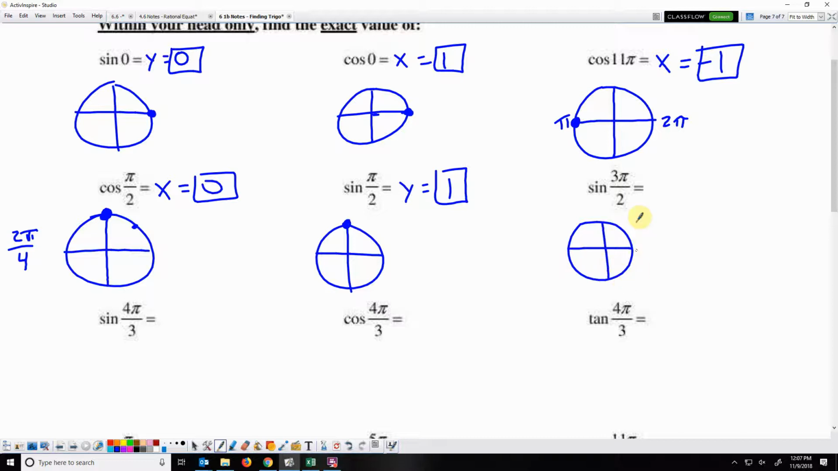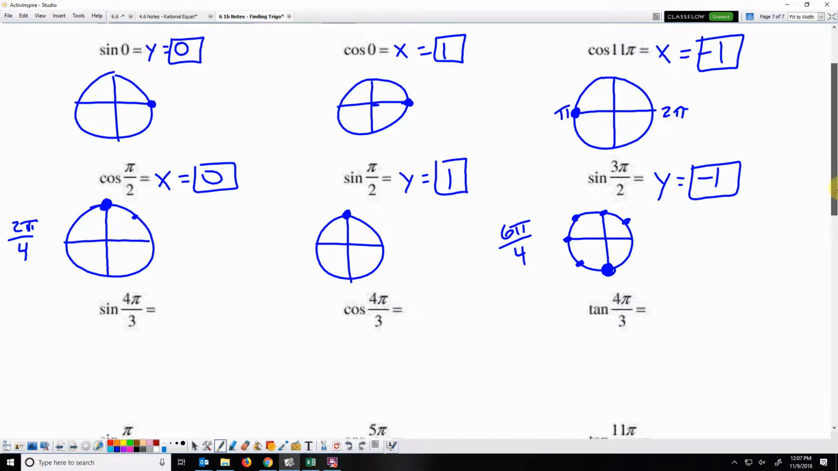3 pi over 2. We can think of that in terms of fourths. That is 6 pi over 4. 1/4, 2/4, 3/4, 4/4, 5/4, 6/4, and this is our spot. Sine is the y value. It is 1 unit down. -1 is the value of sine at 3 pi over 2.